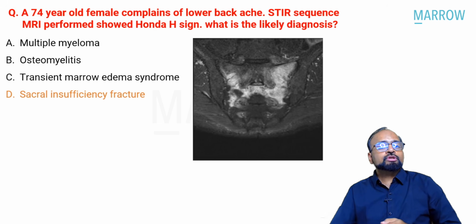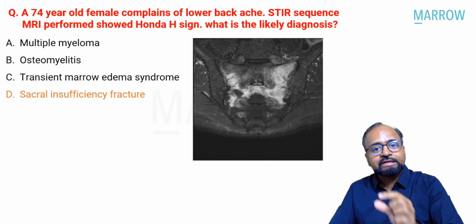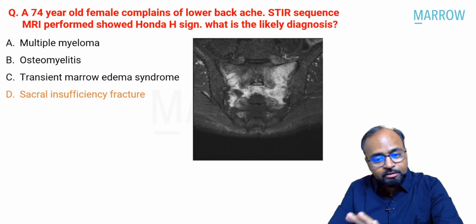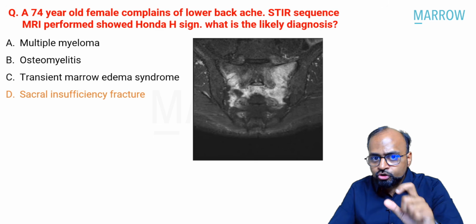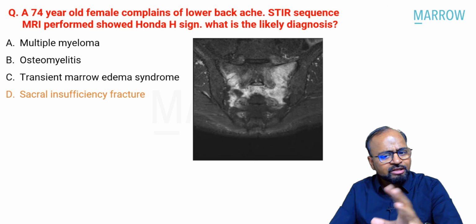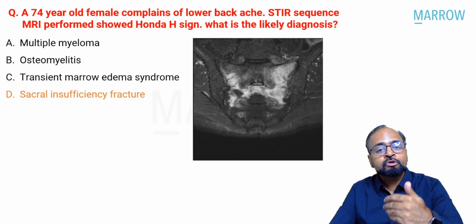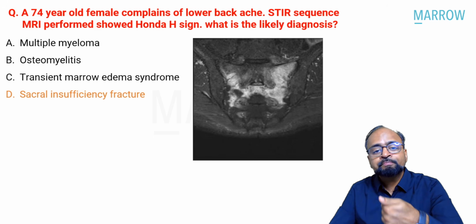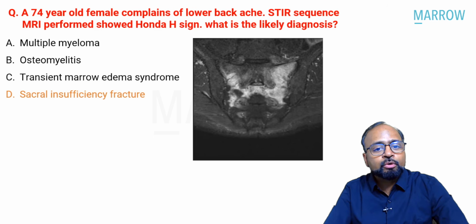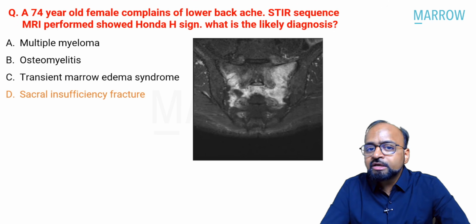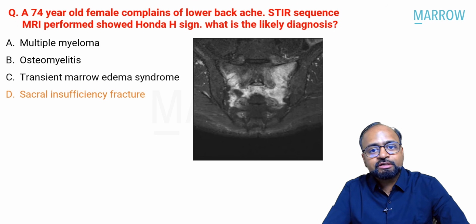Multiple myeloma usually presents with round punched out lytic lesions, usually involves the axial skeleton, but not usually the sacrum. It involves the skull vault, with a raindrop appearing skull. Osteomyelitis uncommonly affects the sacrum, and usually presents with signs of infection, like fever, raised CRP, elevated total count. So that is how osteomyelitis would present. Transient bone marrow edema would look like this, but usually does not involve the sacrum, whereas it involves the vertebral bodies, the ribs and the extremities.